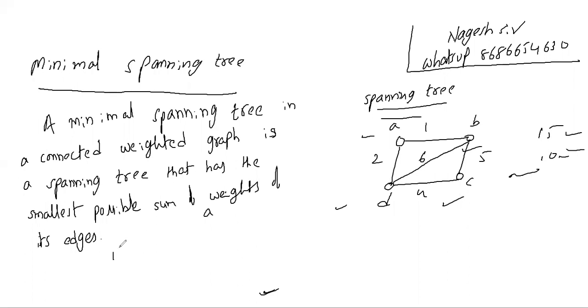So the first one is called Prim's algorithm.